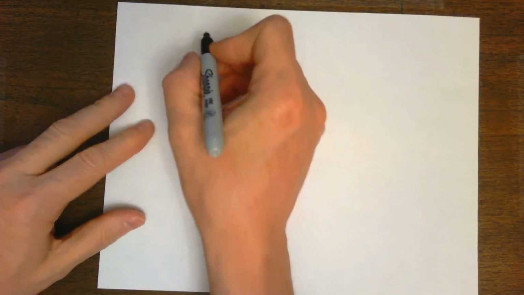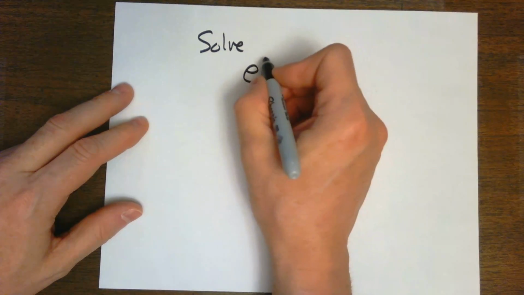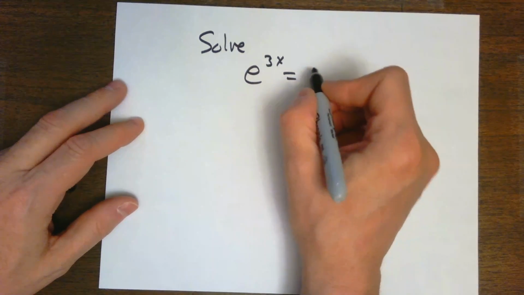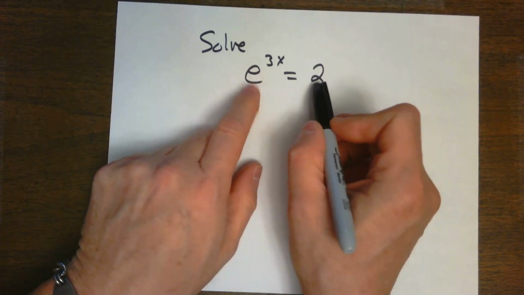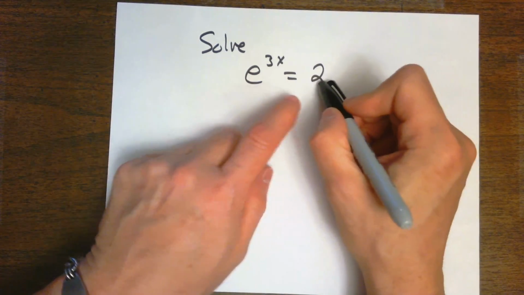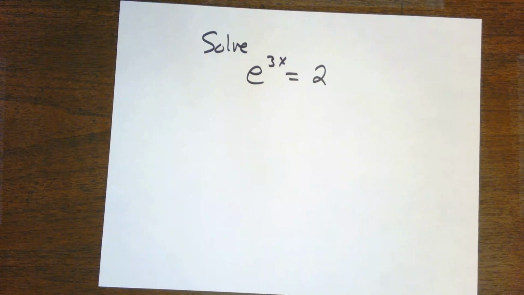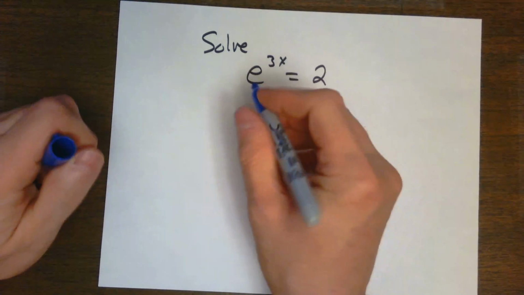So let's say I want to solve e to the 3x equals 2. Oh gosh, what on earth is going on here? Well, this is an exponential equation, and my first thought is to rewrite both sides with the same base and then set the powers equal to each other. So how can I write 2 as e to some power? And of course I can't. There's no nice and easy way of doing that. But I can rewrite this.